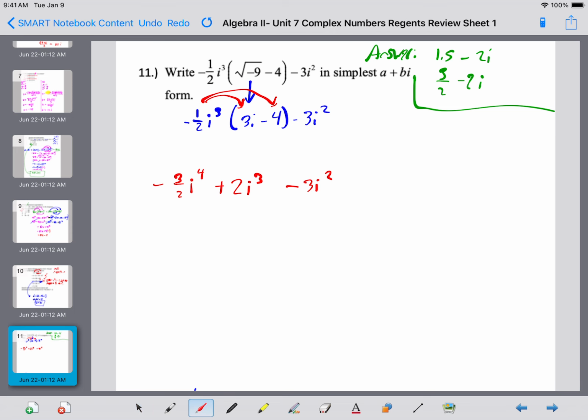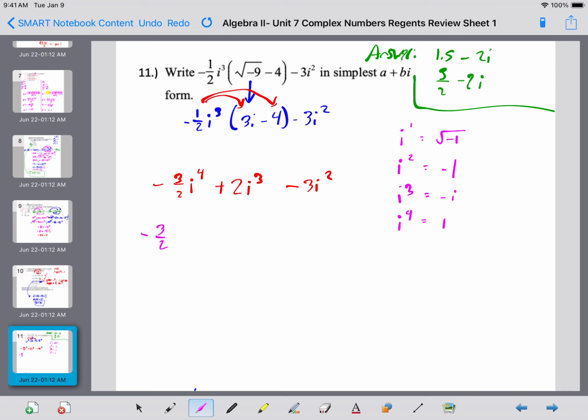We have this simplified. We just have to replace i to the fourth, i to the third, and i to the second. So, i to the first power is radical negative 1, right? Or we could leave it as i to the second power is radical negative 1 squared, so it's just negative 1. i to the third, you'd be doing negative 1 times i. So that is negative i. i to the fourth would be essentially saying negative i squared, which i squared is negative 1, so negative negative 1 is positive 1. So let's make those replacements.